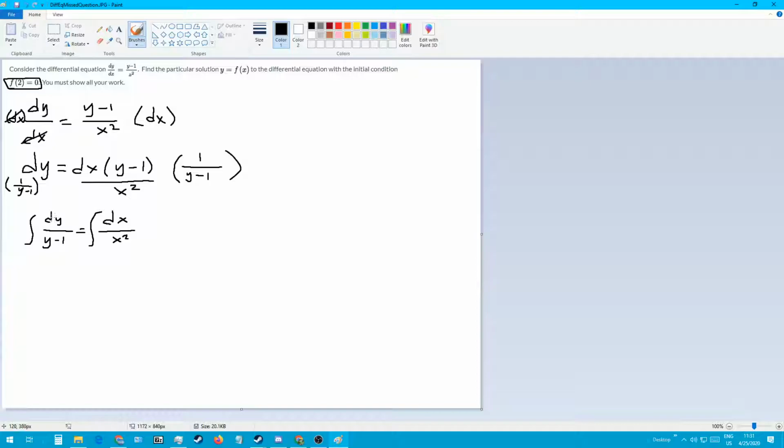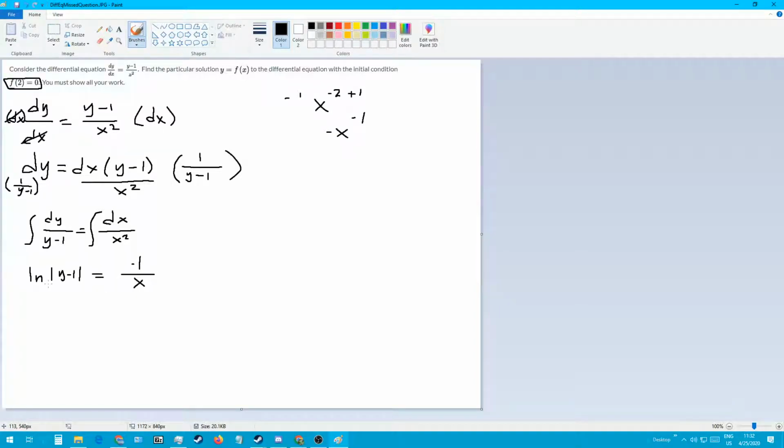And what we get here is, worst case scenario, we could use substitution, but it does equal ln absolute value of y minus 1. And we get the integral of 1 over x squared. Just write this on the side, I don't remember it off the top of my head. Add 1, so we get negative 1, negative x to the negative first. Let me write that as a fraction.